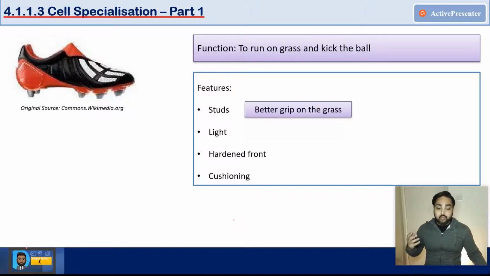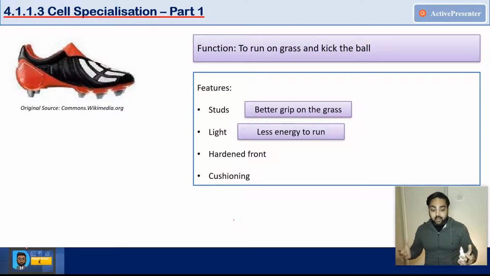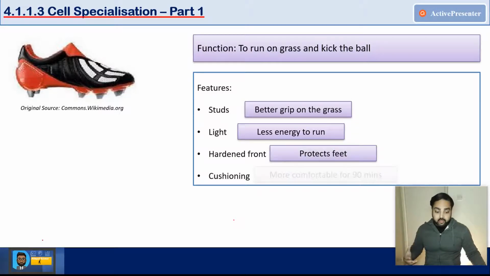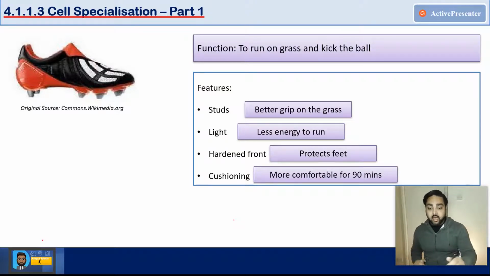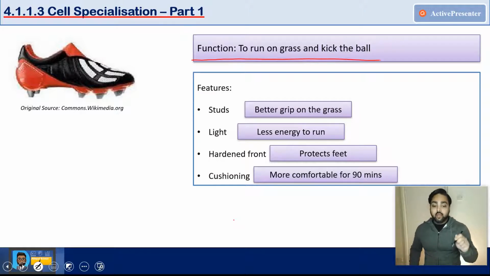It's got studs, which means that you have better grip on the grass. Then they're light, so it requires less energy to run in order to lift your feet. They've got a slightly hardened front which protects the feet when you're kicking the ball, and it's got more cushioning, so they're comfortable to run around in for 90 minutes. Now look what I did there. I took the function of the football boot, I took the features of the football boot, and I linked them together. So how do the features of a particular boot help it to carry out its function?